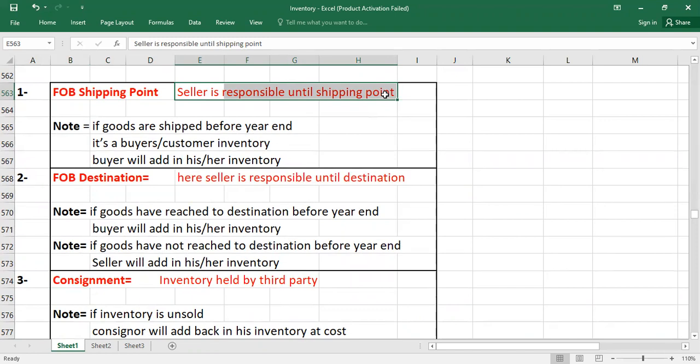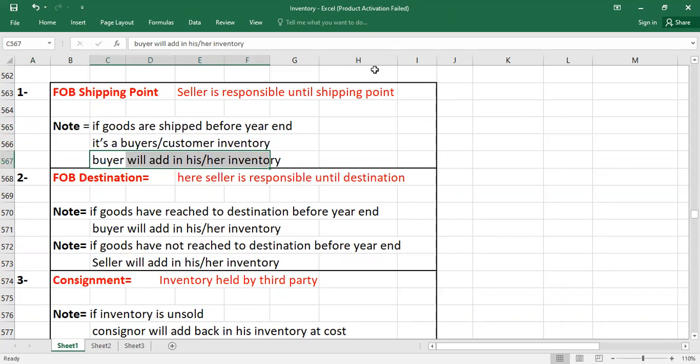So here you need to check who will count it in the physical count. If goods are shipped before year end, it means the risks and rewards of the inventory have transferred to the buyer before the end of the year. And at the end of the year, if these goods are in transit, meaning they haven't reached the buyer's company, then it's the buyer's or customer's inventory, and the buyer will add it to his or her inventory physical count.